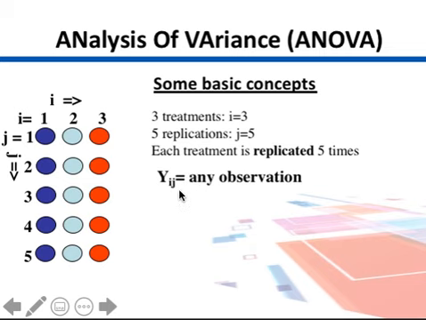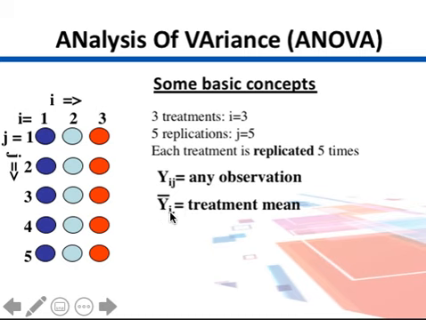We can represent any observation as yij, the intersection between I and j. So for example here, I is equal to 1 and j is equal to 1, and this one is I is equal to 3 and j is equal to 5. So these are our observations.